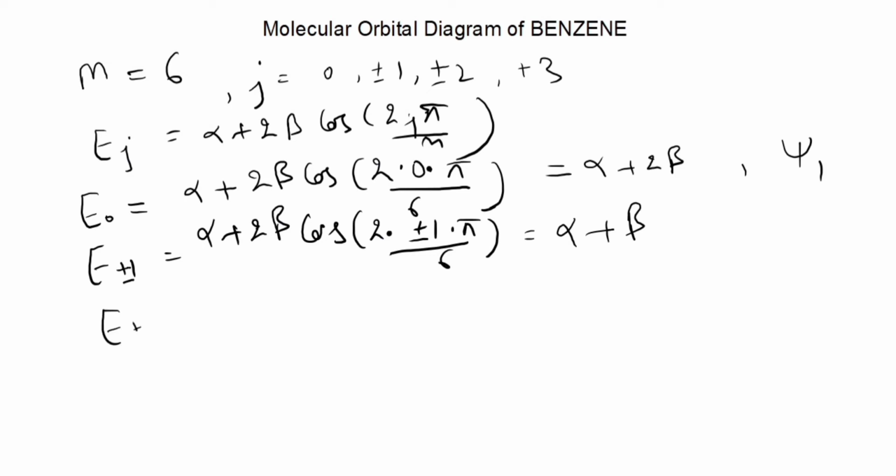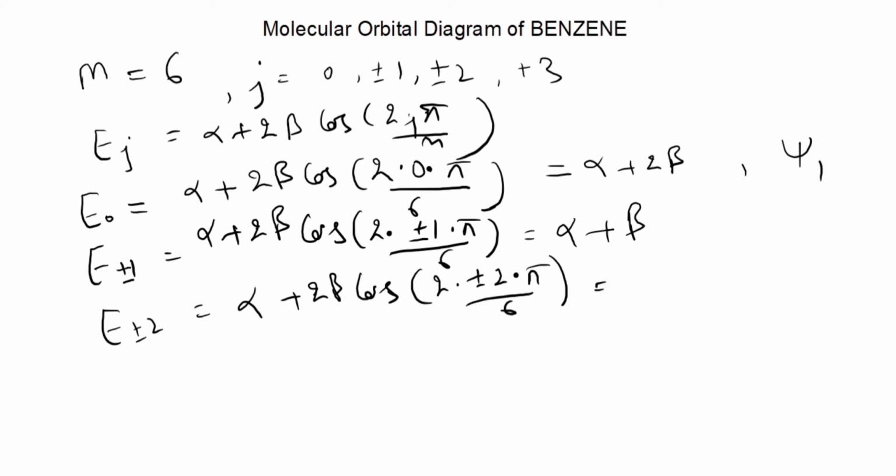Now E plus minus 2 is equal to alpha plus 2 beta cos 2 into plus minus 2 into pi upon 6. Solving this, we will get alpha minus beta. Why? Because 2 into 2 is 4, so 4 upon 6 pi, and the result of the cosine will be minus 1 by 2, and this 2 and this 2 will cancel out, so the result will be alpha minus beta. In the second equation we get psi2 and psi3, and here psi4 and psi5; these are wave functions.